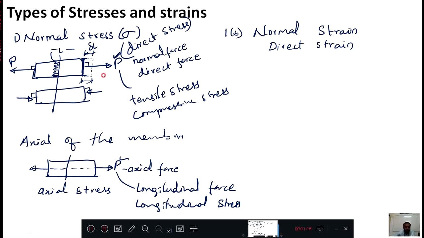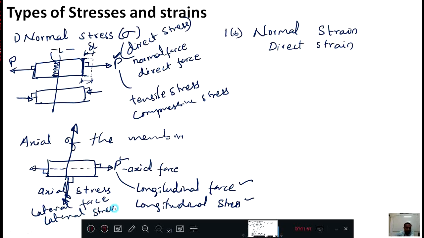Now, if any force is acting in this direction or in this direction, see here, this force is perpendicular, and this force is also perpendicular. But this force is along the length, therefore it is a longitudinal force, giving longitudinal stress. This force is perpendicular to the length, or perpendicular to the axis, therefore we will call it a lateral force. Then the resistance offered by the material to the lateral force is called lateral stress.